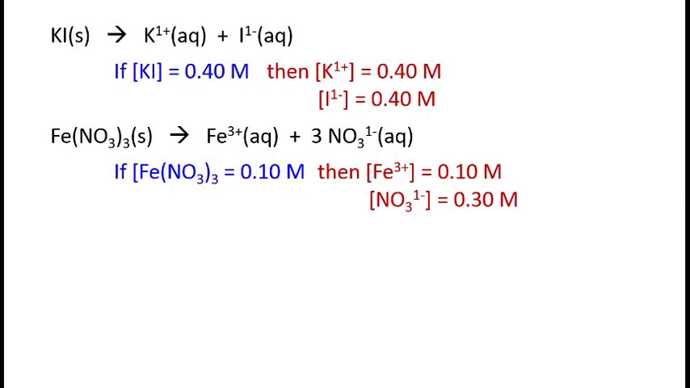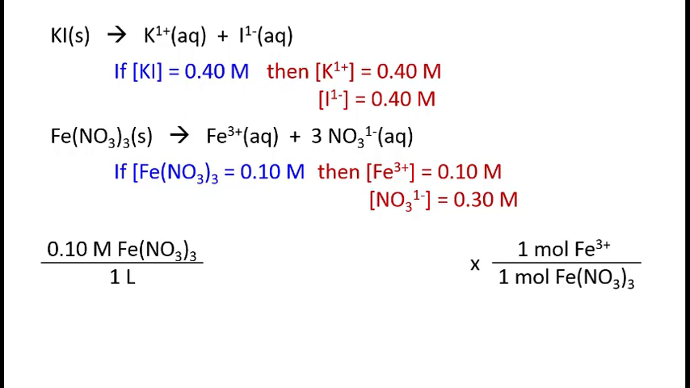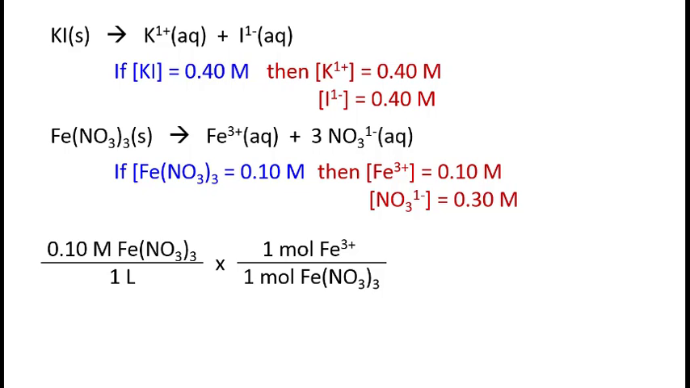In fact, we could solve this like a reaction stoichiometry problem. We start with the concentration of the compound and then apply a conversion factor from the balanced equation. For iron(III), 1 mole of iron(III) is produced from every mole of compound. Using this conversion factor, we find a concentration of 0.10 molar for iron(III).